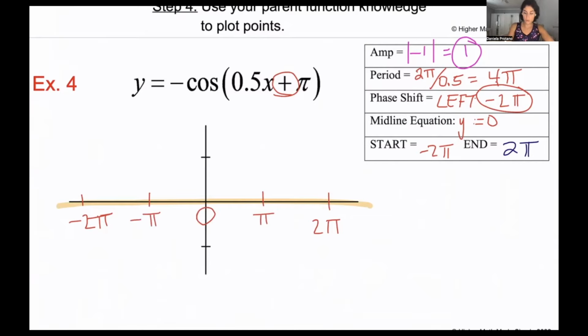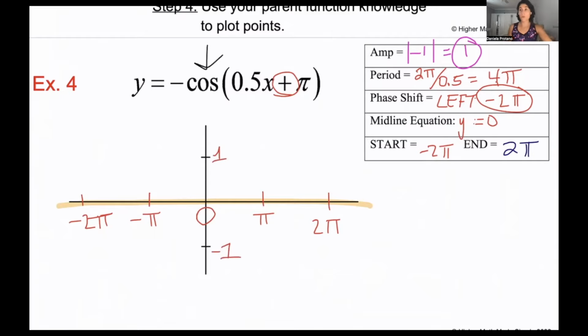So we're going to figure out the range. Again, we start at the midline and then we're going to add and subtract the amplitude, which is 1. So 0 plus 1 is 1, and then 0 minus 1 is negative 1. Okay, so the range is going to be between negative 1 and positive 1.